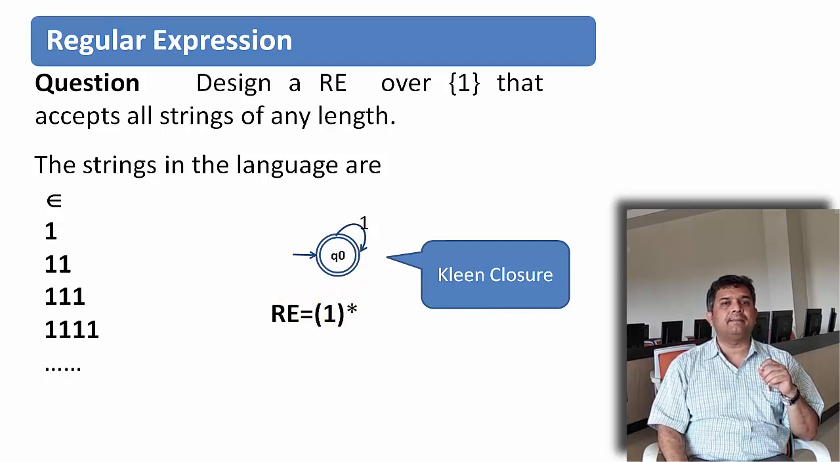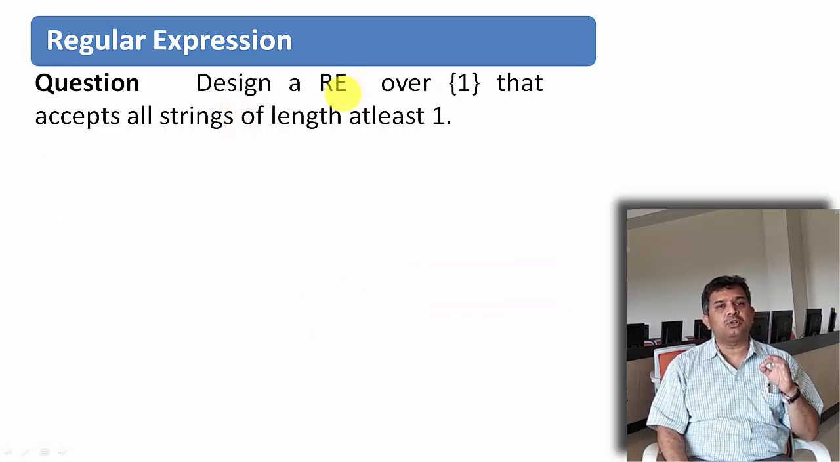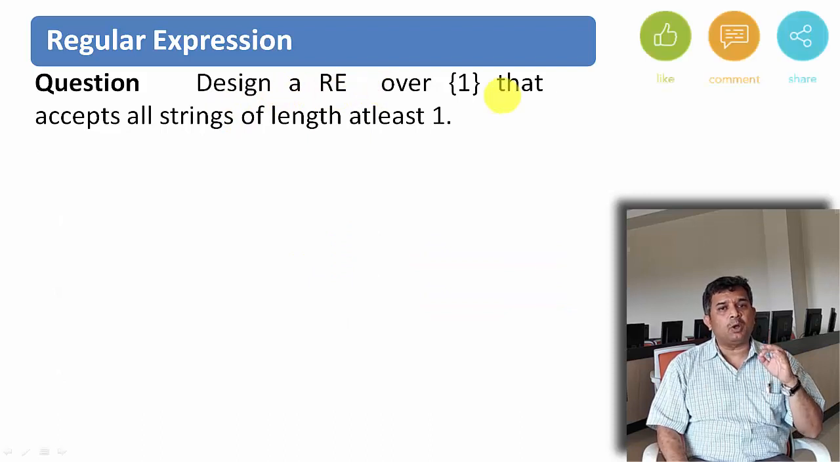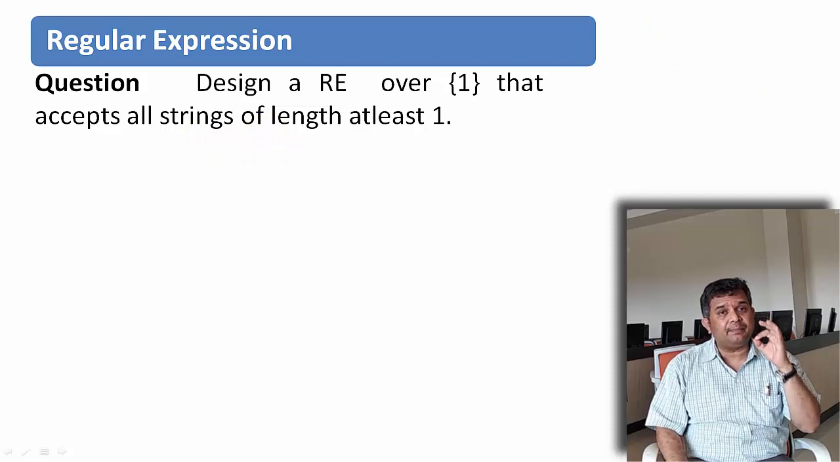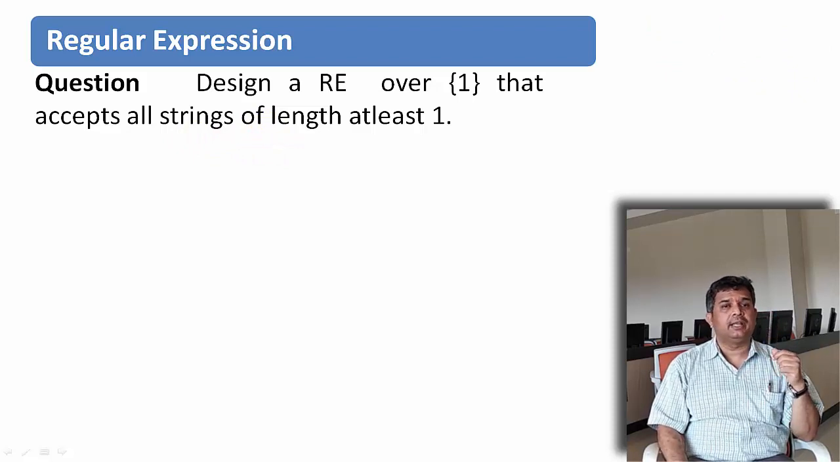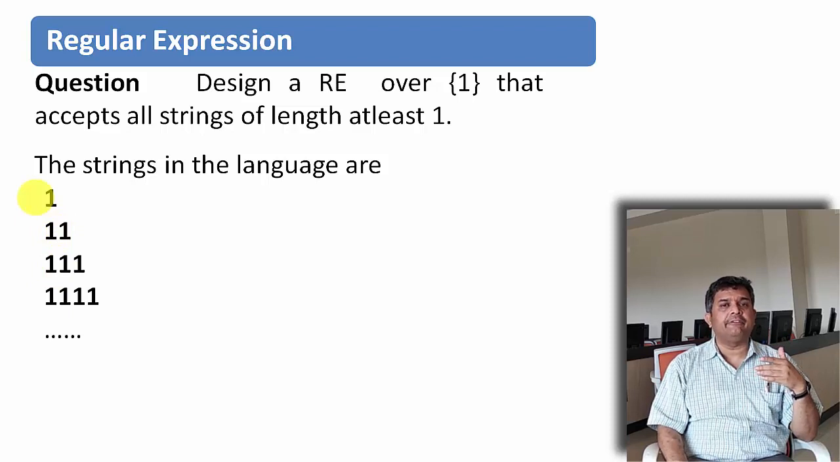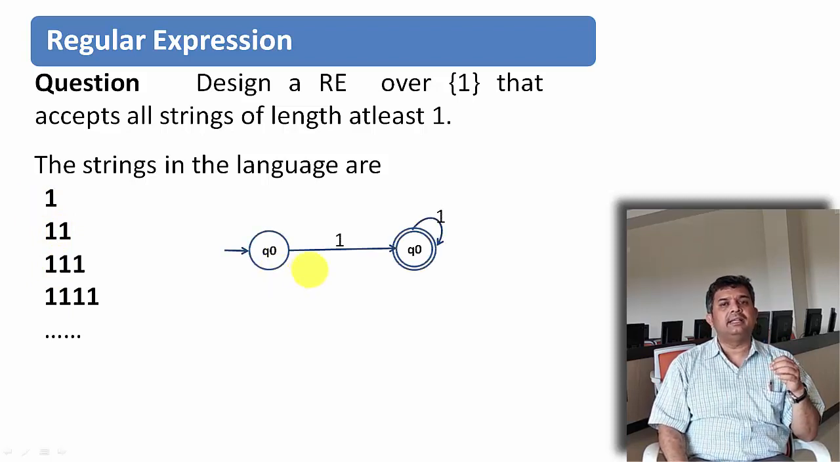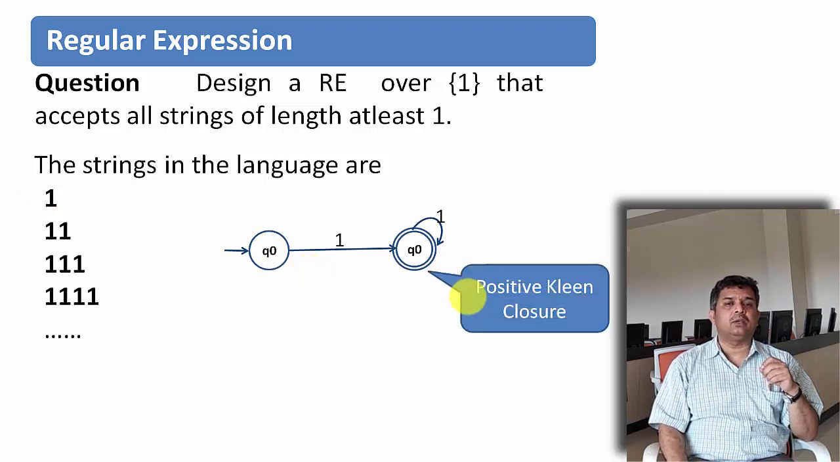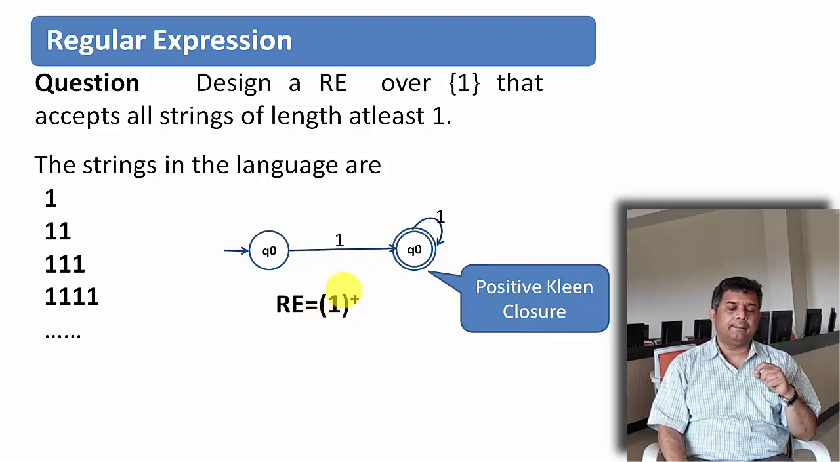Let us take one more example. Design a regular expression over 1 which accepts all strings of length at least 1. The strings accepted by this language will be like this: 1, 11, 111, and so on. If I want to design the NFA for it, it will look like this. So you can see it is nothing but a positive Kleene closure, and positive Kleene closure, we know, is denoted by 1 plus.